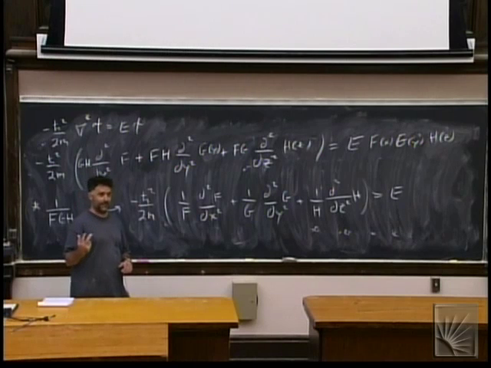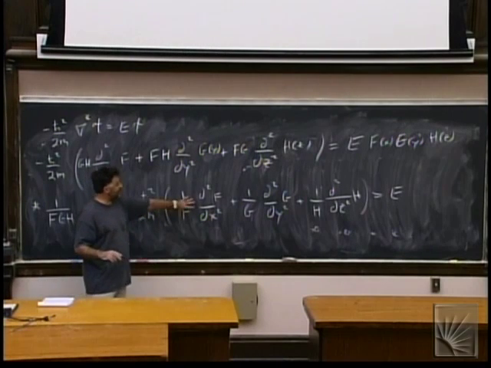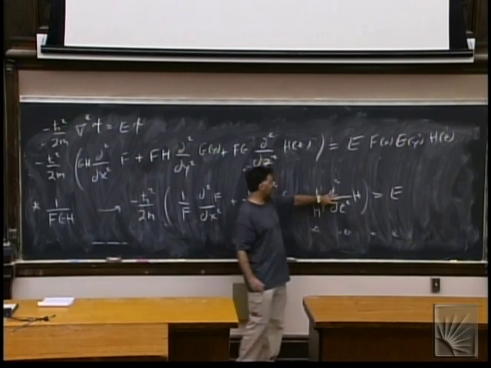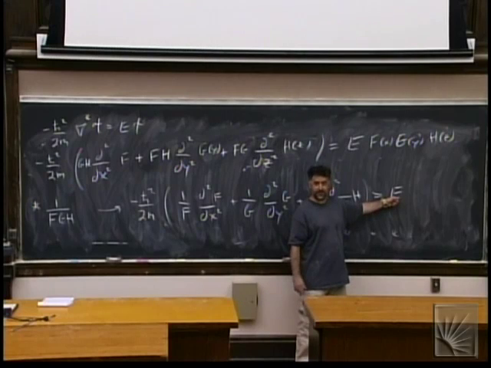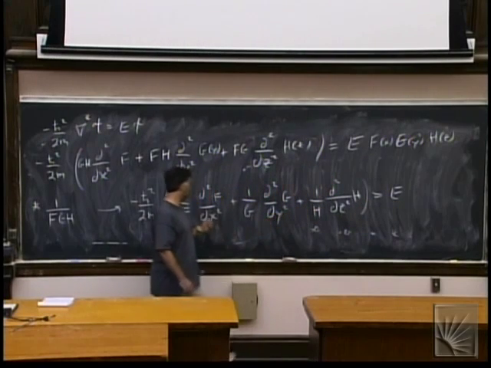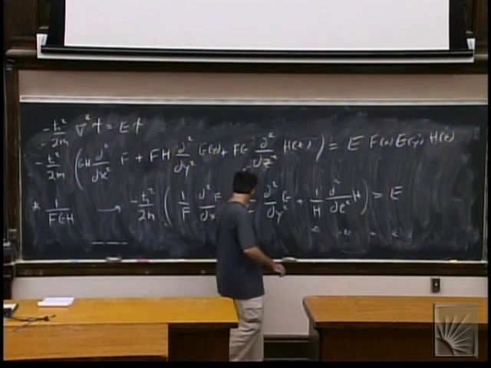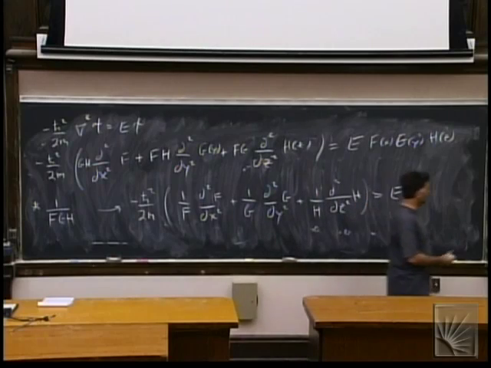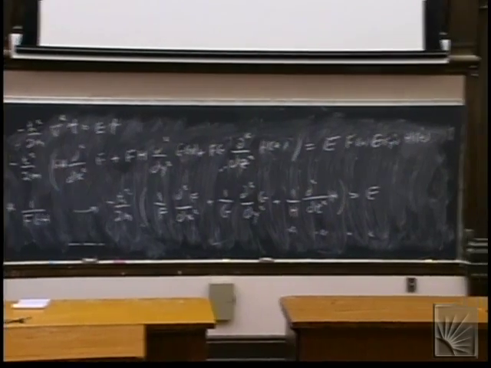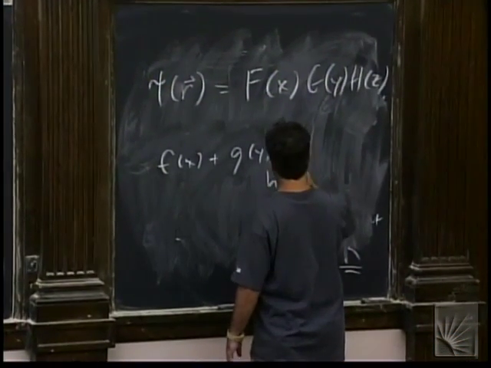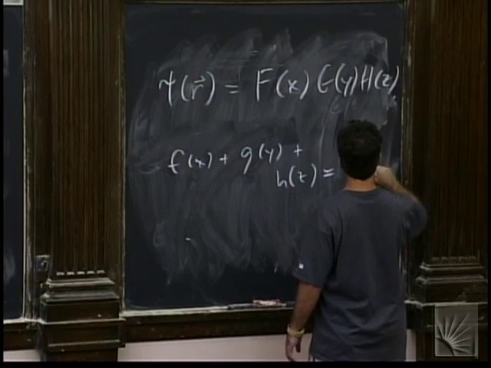Second time. Okay? If I can vary this, or vary this, or vary this, and in all cases this doesn't change, what can you tell me about these three things? Let me ask it this way. Let's write little f of x plus little g of y plus h of z is equal to a constant.